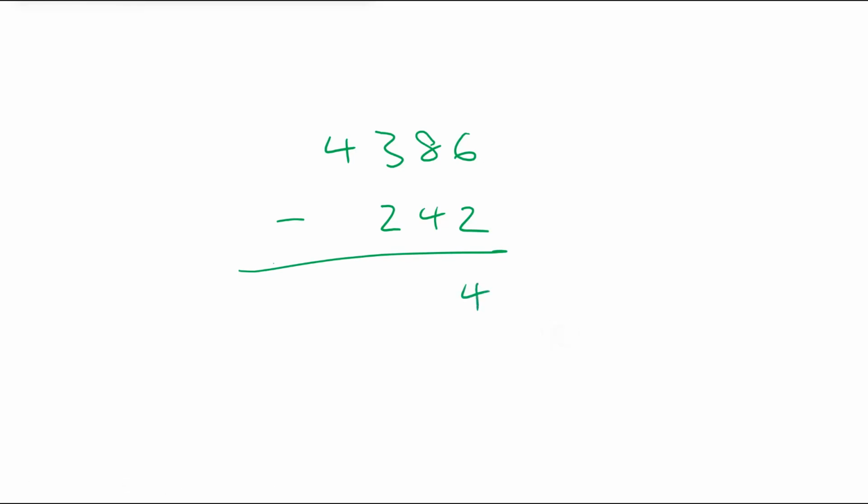Let's look at another problem now. How about 4,300 and, I don't know, 86, say? Let's say that. 4,386. Let's subtract from that. We'll take away 242. Alrighty, let's do that. 6 take away 2 is 4. 8 take away 4 is 4. 3 take away 2 is 1. 4 take away nothing is 4. And we have our answer. 4,386 minus 242 is equal to 4,144.